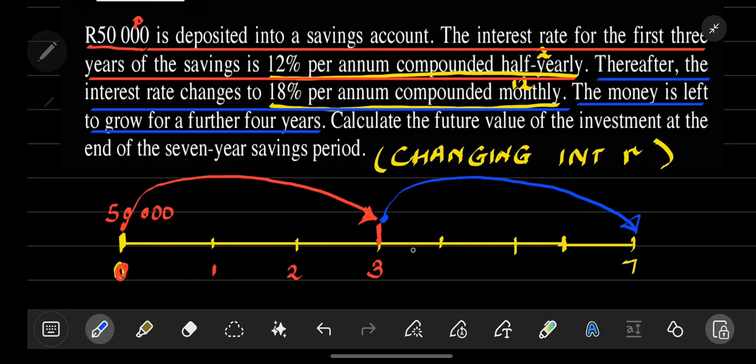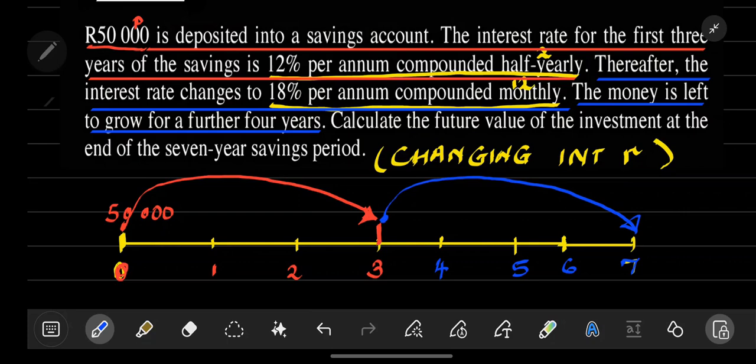So this is going to be the 4 years. Our 4 years is going to start here. Now our 4 years, it's going to be our year 1 on this new 4 years. It's going to be 5. No, I'm sorry about that. It's going to be 4, 5, 6, and 7.